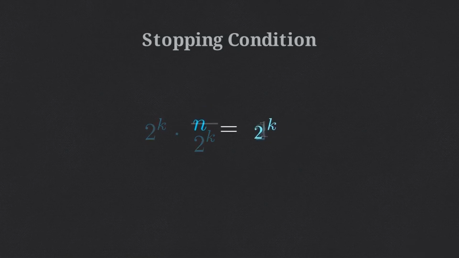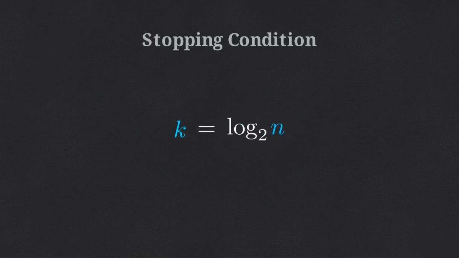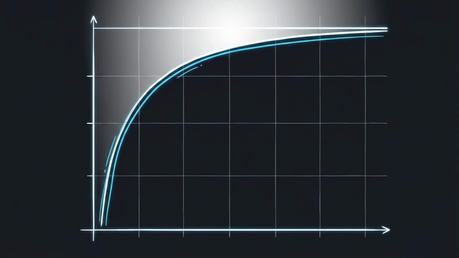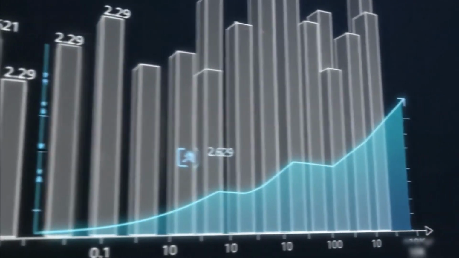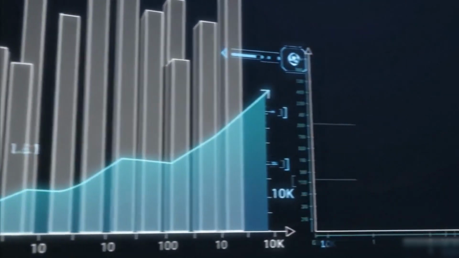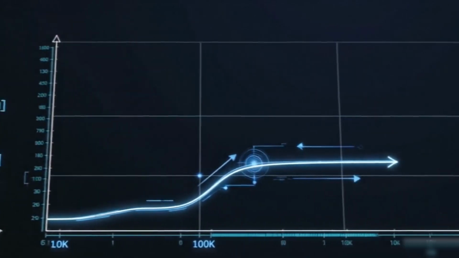Multiply both sides by 2 to the power of k, and we get n equals 2 to the power of k. To isolate k, we take the base 2 logarithm, resulting in k equals log base 2 of n. That derivation gives binary search its worst-case time complexity, big O of log n. This is a massive deviation. Logarithmic scaling operates in an entirely different mathematical category than any standard linear progression.